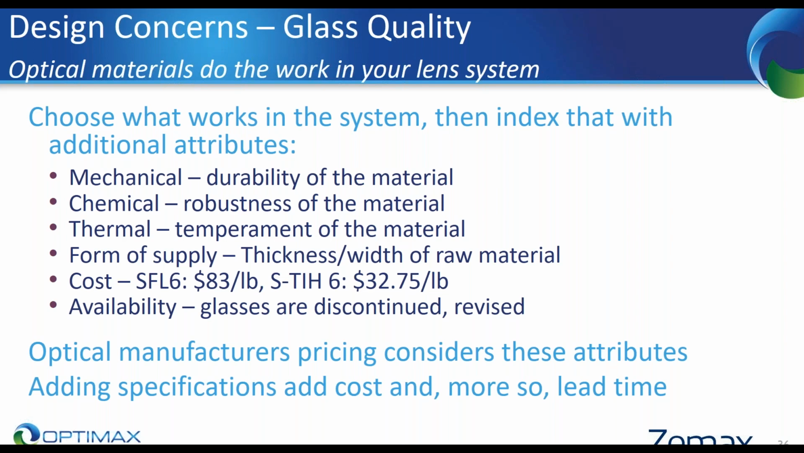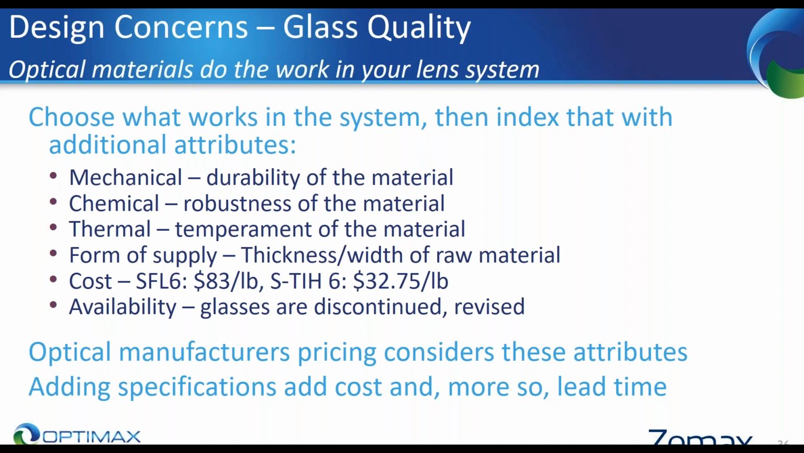Mechanical, look at the durability. Chemical, the robustness. Thermal, the temperament. Form of supply. This is often overlooked. If you need a lens that has either a larger diameter or is thicker than is available in that type of material, that's maybe more troublesome to get your hands on. Cost. What is easy for one manufacturer may not be as easy for another, and so cost may be a disparity.